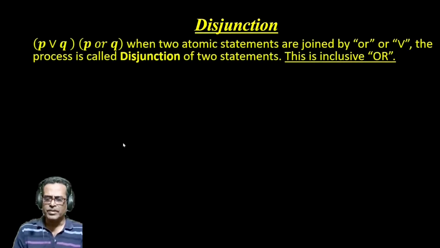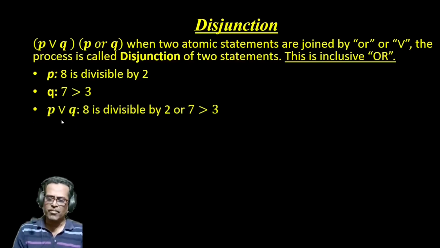Next, disjunction. OR is a disjunction connective and it is symbolized by V. When two atomic statements are joined by OR, V, then the process is called disjunction of the two statements. This is inclusive OR. This is very important. There are two ORs, one exclusive OR, another inclusive OR. This is inclusive OR. Example: P, 8 is divisible by 2; Q, 7 is greater than 3; and the disjunction of the two is: 8 is divisible by 2 or 7 is greater than 3.